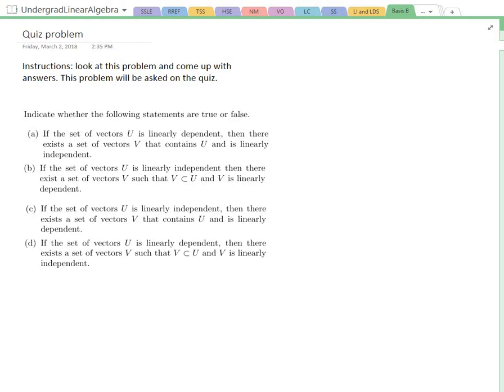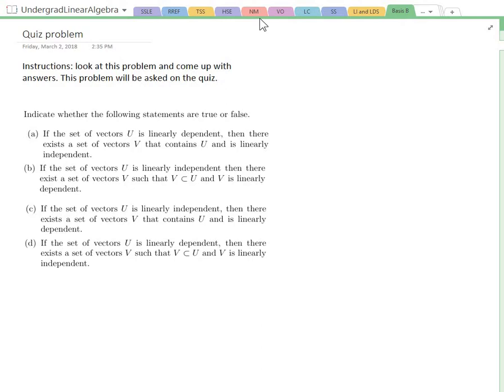Okay, I'm going to talk about the basis section in the textbook. First, I want to introduce this quiz problem, and you should think about these answers and come up with your own idea. You may be asked this on a quiz or a test. If you want to answer these questions, you should visualize a specific situation. Just choose some set of vectors and see what you can do with them.